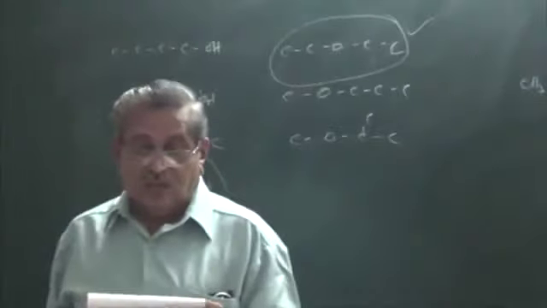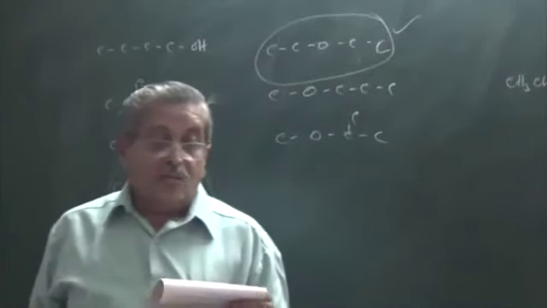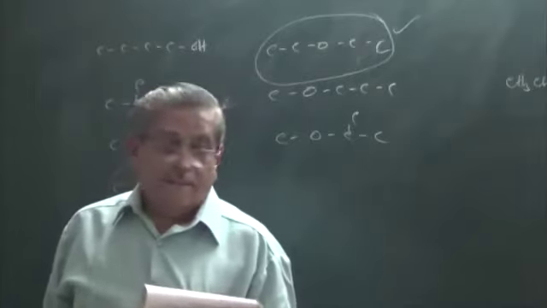Then 6th one. The compound which is not isomeric with the diethyl ether is. Option D, last one. Butanol. D, butanol.